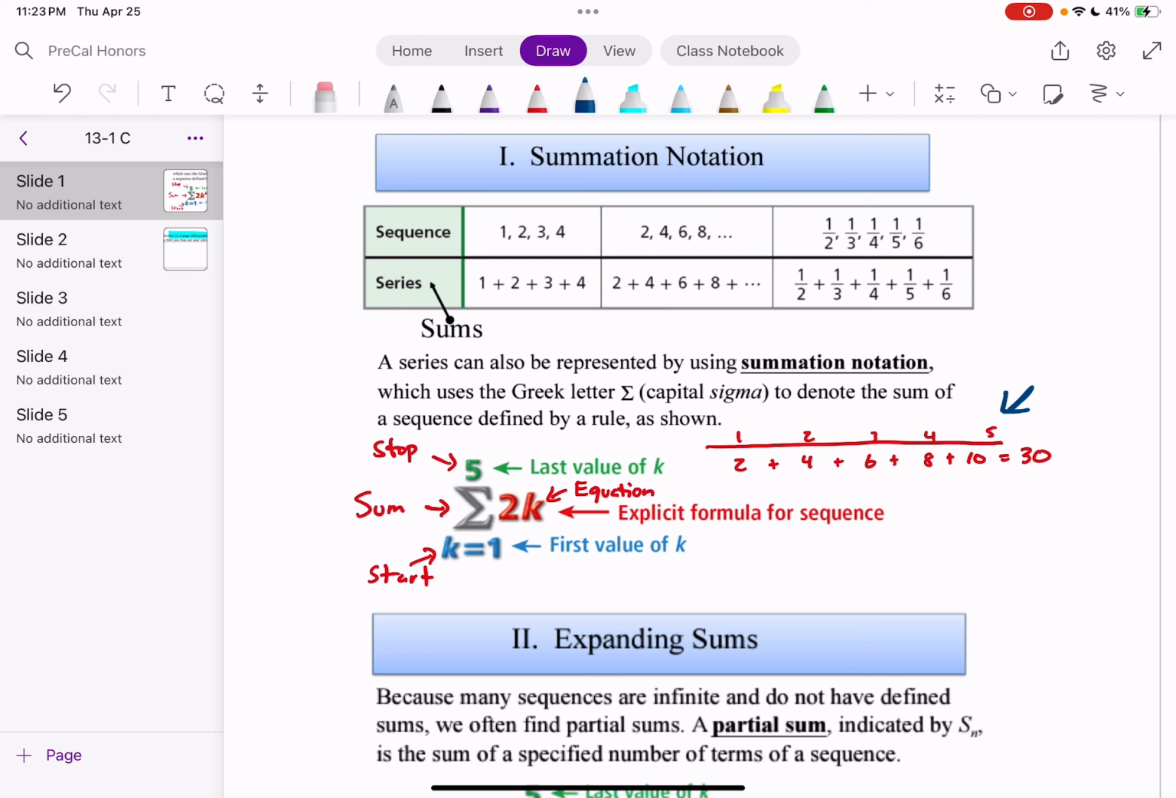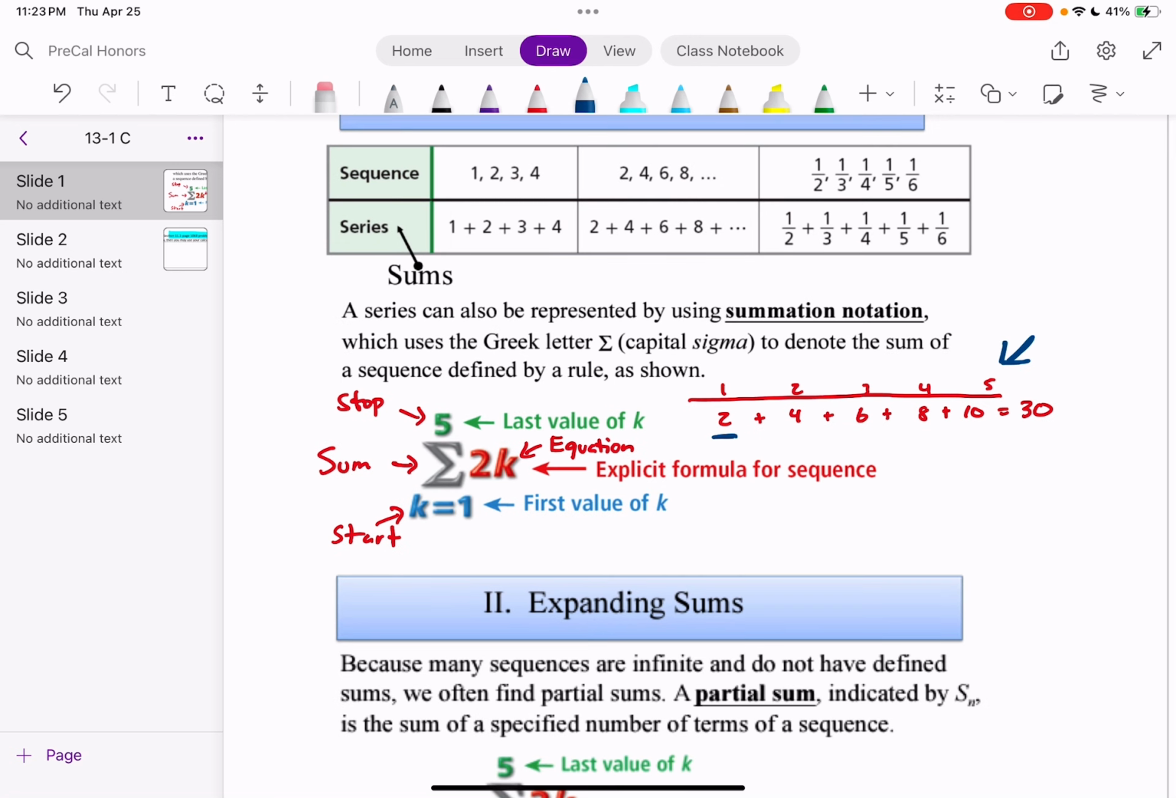Now, in this case, we have 2k as our equation, so 2 times 1 would give you a value of 2. 2 times 2 would give you a value of 4. 3 times 2 is 6, 4 times 2 is 8, 5 times 2 is 10. Once you have each individual answer for those given numbers, you're then going to add all of your answers together. So in this case, 2 plus 4 plus 6 plus 8 plus 10 will give you a final result of 30.